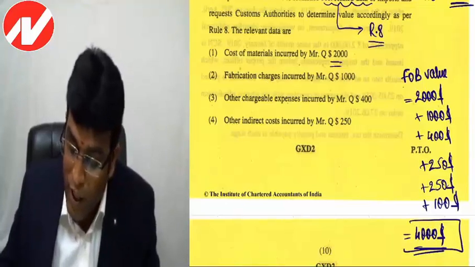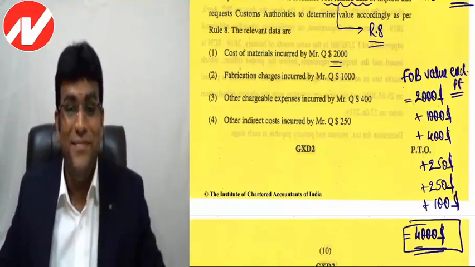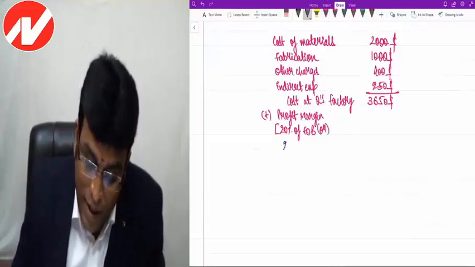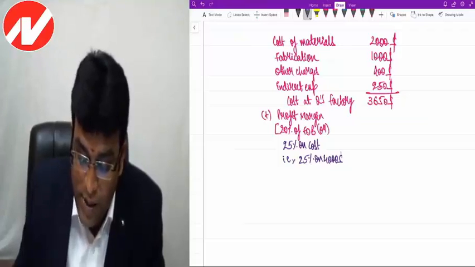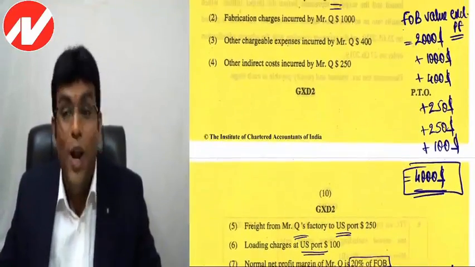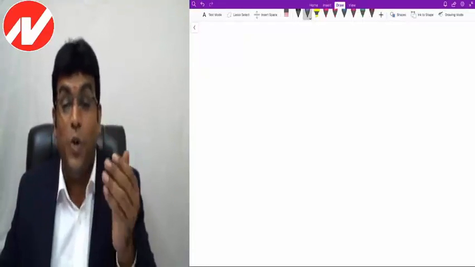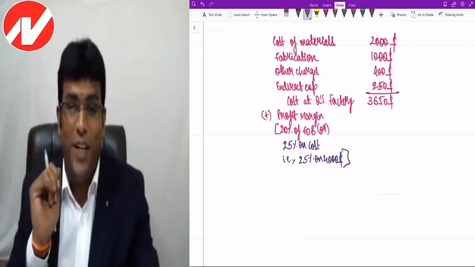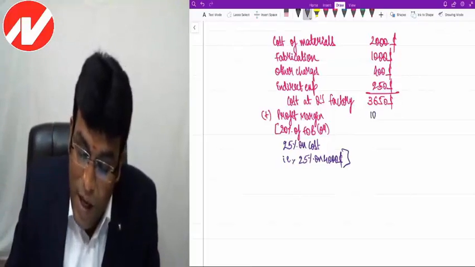And this $4,000 what we got is FOB value excluding profits. Correct or not? Because that profit is not added. So profit is 20% on FOB, or in other words 25% on cost. That is 25% on $4,000. I clearly told you the working for $4,000. Clear, friends? $4,000 has come because we added that freight and loading charges. Because FOB figure of $4,000 is excluding profits. So when 20% is on FOB, including profit, 25% will be on cost. So that becomes $1,000, my dear friends.